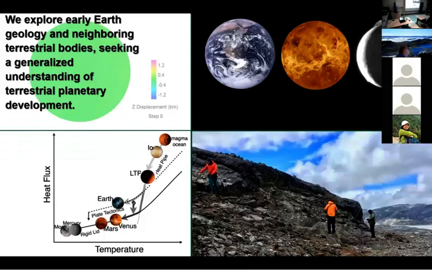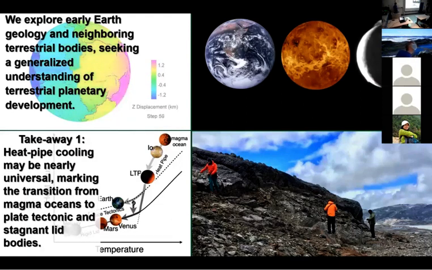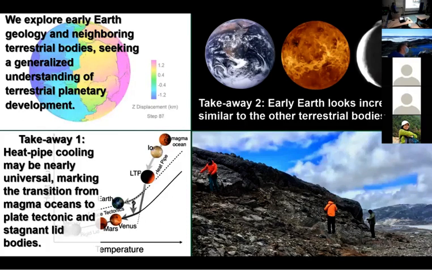To sum up, we explore early Earth and its neighboring terrestrial bodies. We're trying to figure out if there is anything like a generalized model for terrestrial planet development. We propose one, that heat pipe cooling might be a nearly universal phase in the transition from magma ocean to either plate tectonic lids or stagnant lids. And in this view, early Earth looks increasingly similar to other terrestrial bodies because all of them would be preserving heat pipe tectonics. Life would be developing in that period on Earth, again, if that's true, which makes it slightly potentially higher odds for life elsewhere.